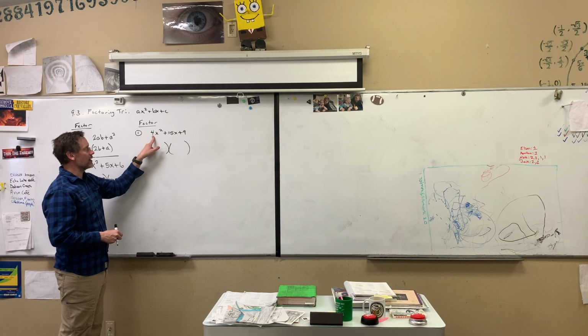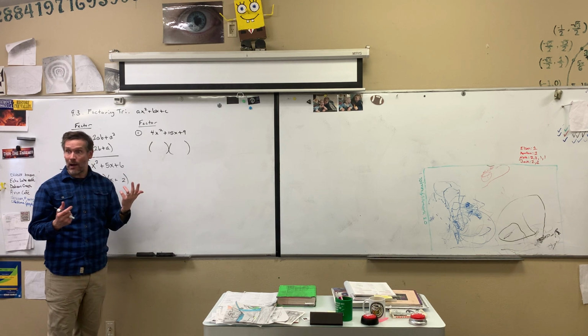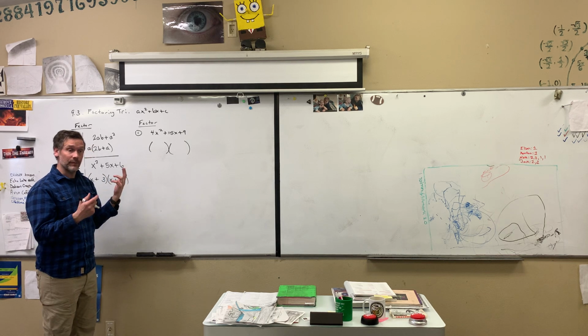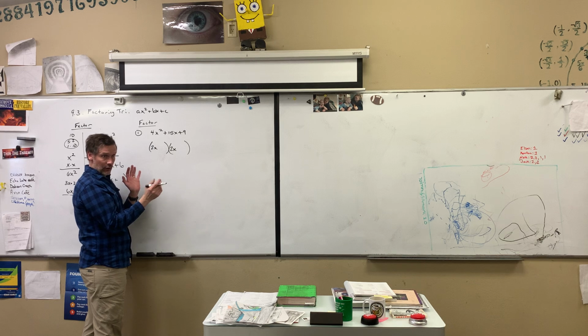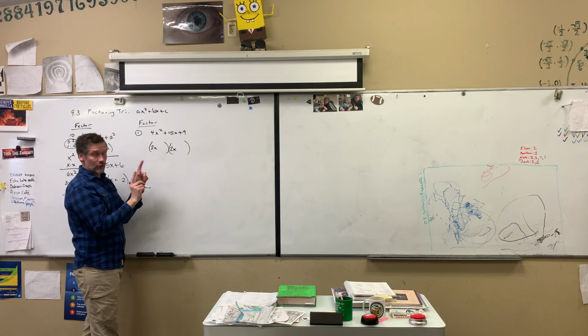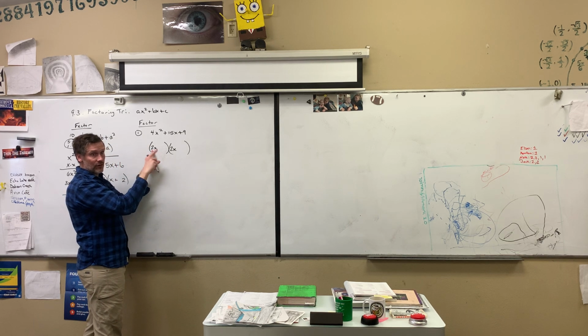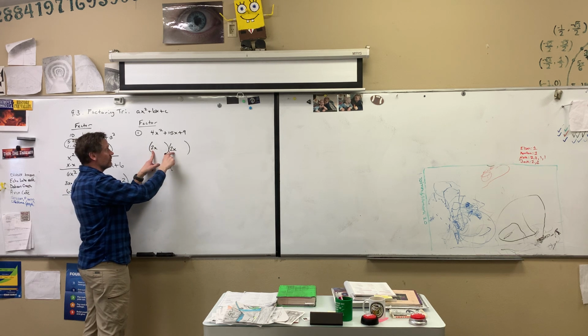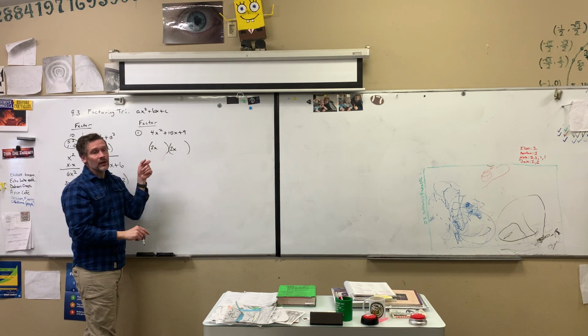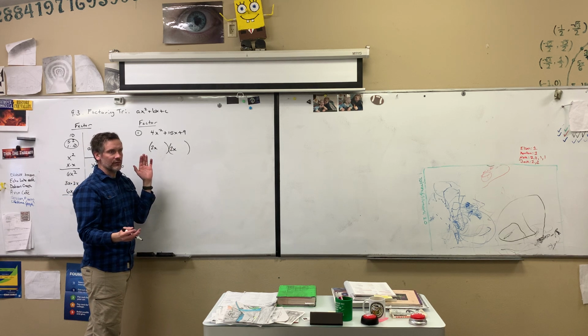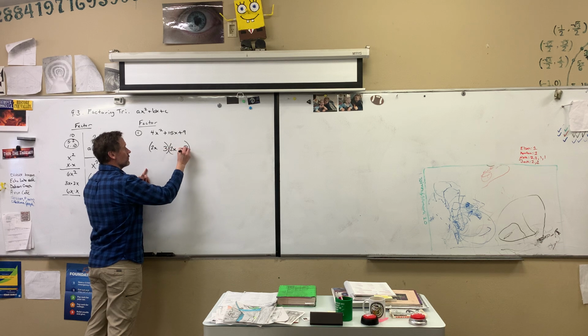Well, what I mean is this. What times what gives me 4x squared? Well, I have a couple options, don't I? It could either be 2x and 2x, okay? So we start with that. That is true. When we go to redistribute it or refoil it, what's 2x times 2x? 4x squared. So that's correct so far, right? So now I say, well, what times what gives me 9? 3 and 3, okay. So 3 and 3.